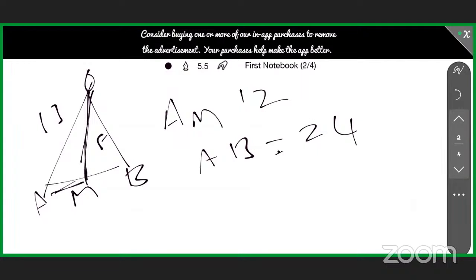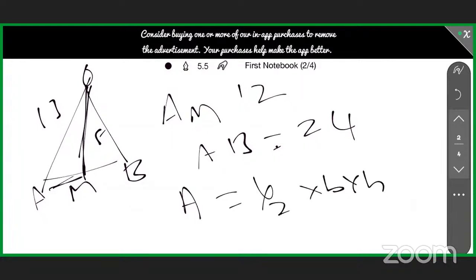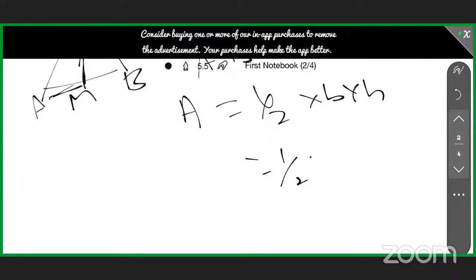Yes, sir. Therefore, we have to find the area of the triangle. That is equal to half into base into height. That is equal to half into base value 24, height value is equal to 5. Therefore, 12 into 5, 60 square units. Do you understand? Is it clear, dear students?